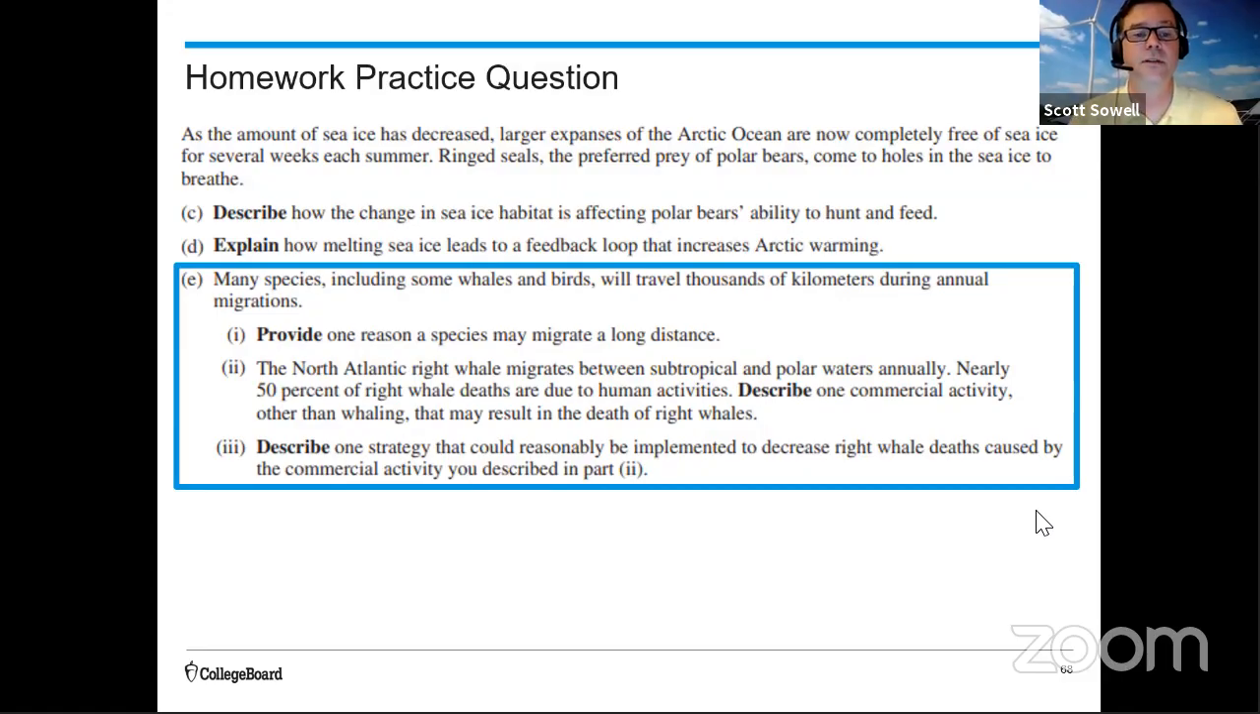Now let's do a solution. E-III says, describe one strategy that could reasonably be implemented to decrease right whale deaths caused by the commercial activity you described in part II. I'll focus your attention again on the word reasonably. We've talked about solutions before. Just be sure that the solutions you are proposing are practical, realistic, reasonable.